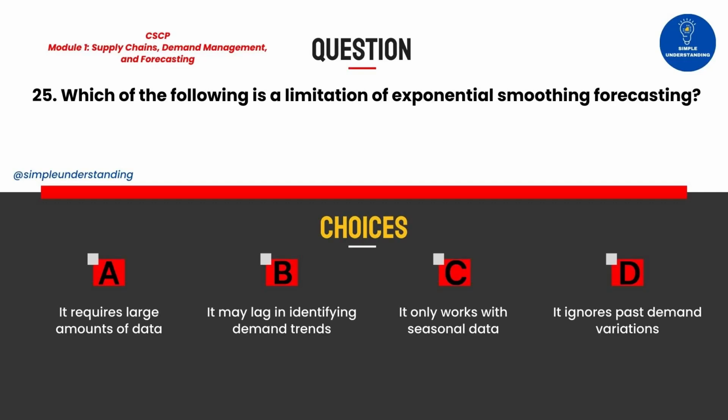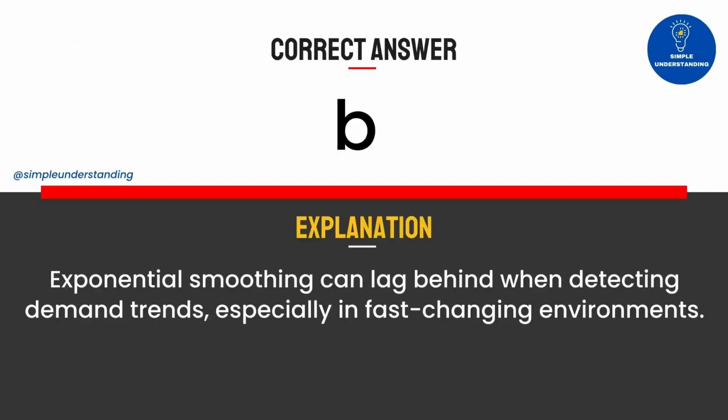25. Which of the following is a limitation of exponential smoothing forecasting? A. It requires large amounts of data. B. It may lag in identifying demand trends. C. It only works with seasonal data. D. It ignores past demand variations. Correct answer: B. Explanation: exponential smoothing can lag behind when detecting demand trends, especially in fast-changing environments.